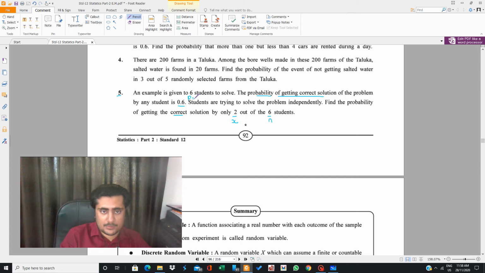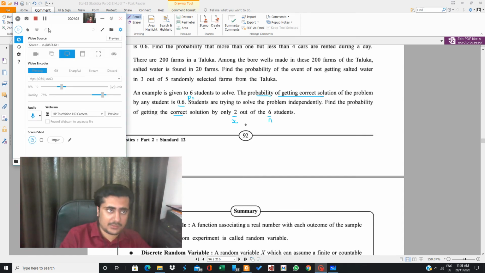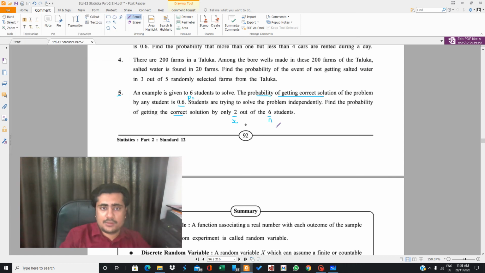Sir, there is a P given in the question, Q is not given. Is there any printing mistake in the question? No, absolutely not. If you are having P in the question, that means you are having Q, because P plus Q is 1. If you are getting a P, you can put it in the formula and get the result. So now let us solve this sum.